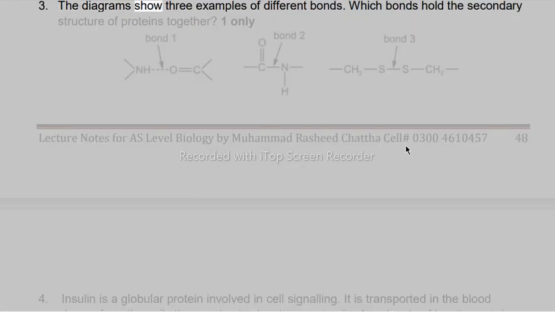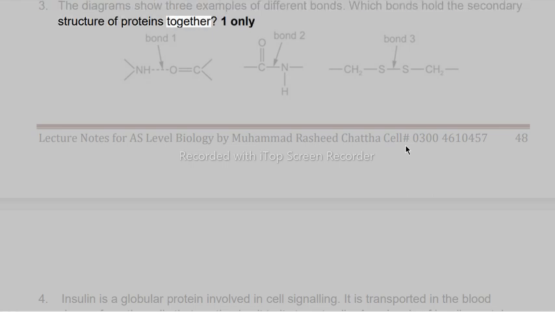3. The diagrams show three examples of different bonds. Which bonds hold the secondary structure of proteins together? One only.